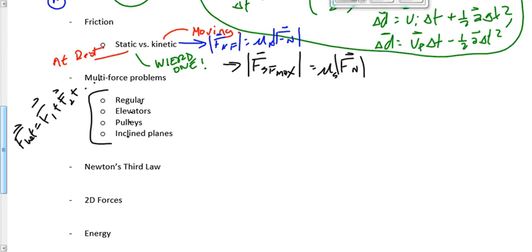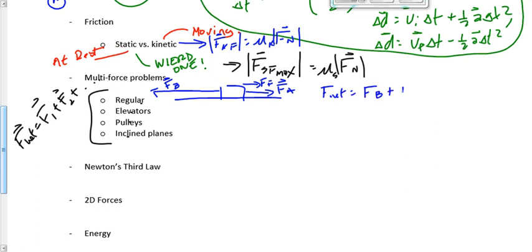Well, maybe we just have an object like this, right? Maybe we have an applied force this way, we have another applied force this way, we have friction acting this way, and we want to find the acceleration, right? What do we do there? F net is equal to the sum of the forces, FB plus FF plus FA. Just make sure you keep those signs straight, right?